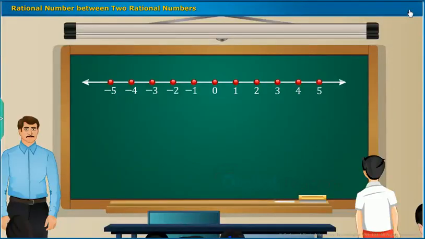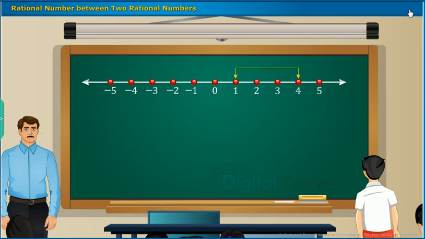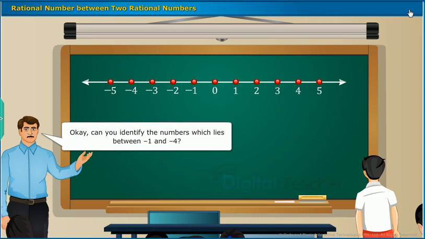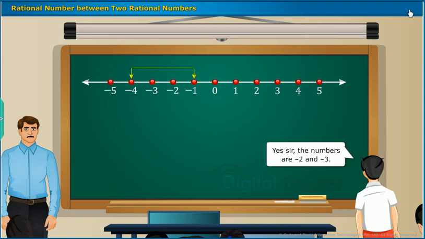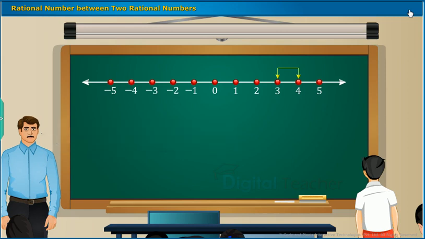Let us observe the conversation between a teacher and a student on rational numbers between two rational numbers. Shravan, can you identify the numbers which lies in between 1 and 4? Yes, sir. The numbers are 2 and 3. Okay. Can you identify the numbers which lies between -1 and -4? Yes, sir. The numbers are -2 and -3. Okay. Can you identify the numbers which lie between 3 and 4? No, sir.